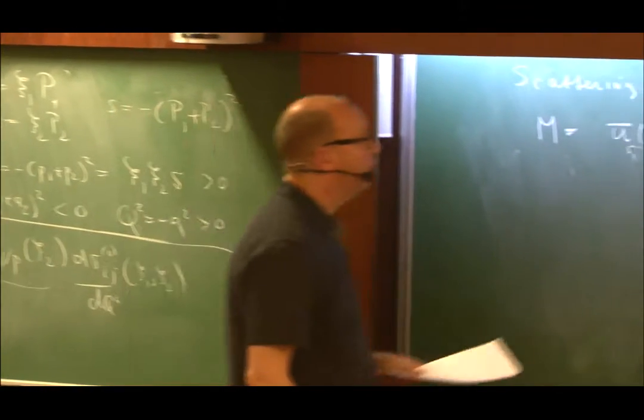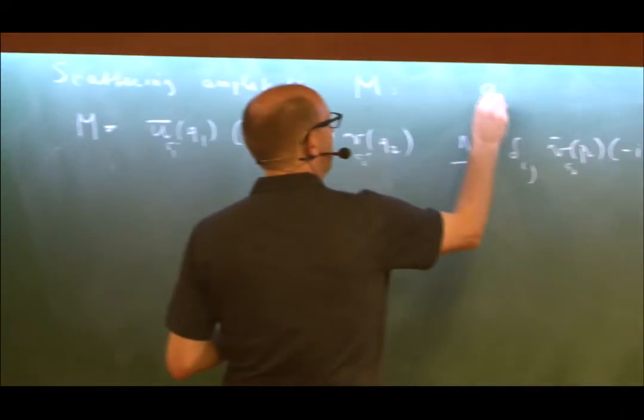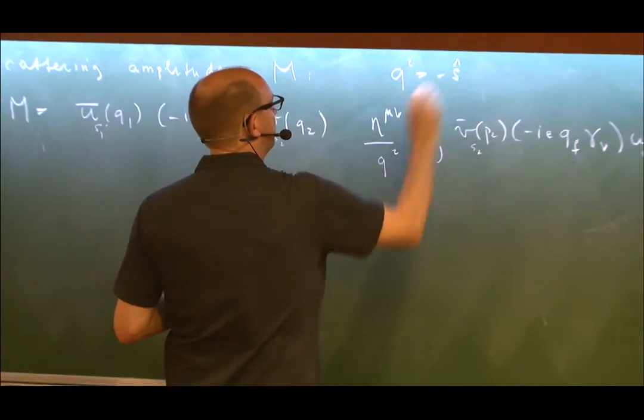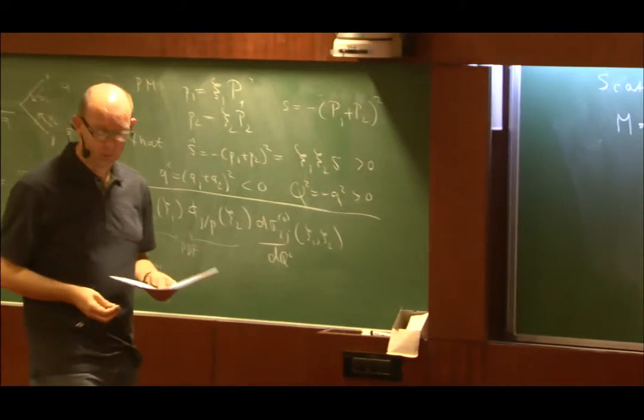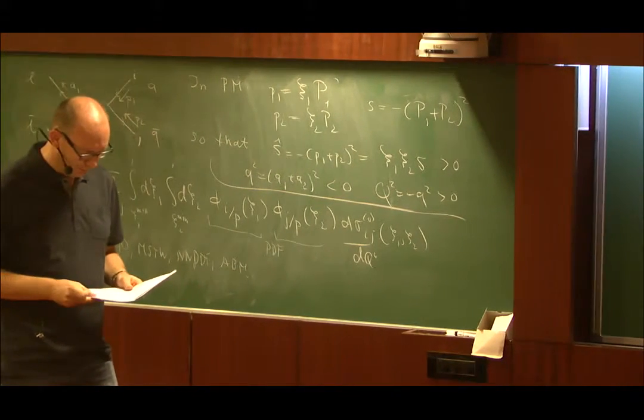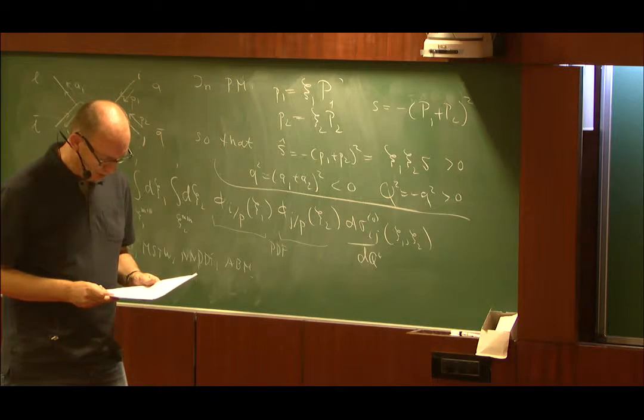So, recall our definition that Q squared is minus S hat. Q squared is negative, and S hat is the collision energy squared.